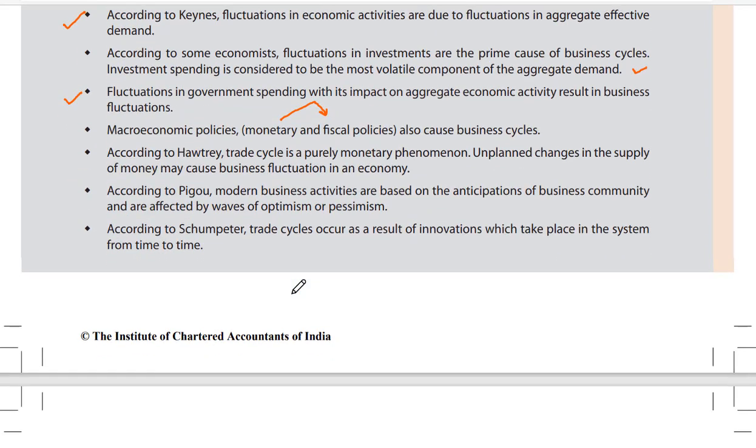According to Hawtrey, trade cycle is a purely monetary phenomenon. Unplanned changes in the supply of money may cause business fluctuations in an economy. According to Pigou, modern business activities are based on anticipation of the business community and are affected by waves of optimism or pessimism. According to Schumpeter, trade cycles occur as a result of innovations which take place in the system from time to time.